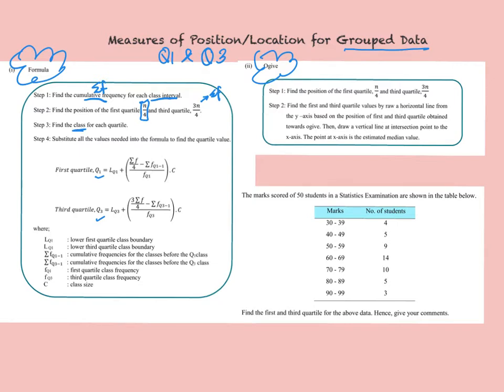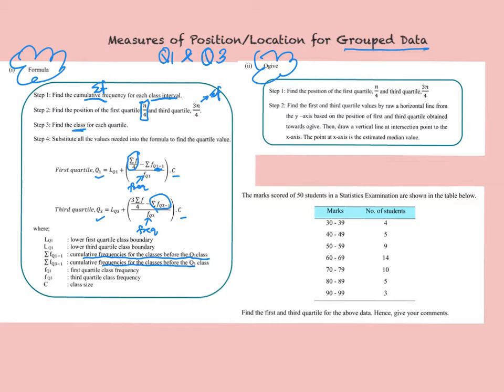Remember, C is the class size. This is the symbol for cumulative frequency divided by 4. And the cumulative frequency for the classes before the quartile 1 class is the Q1 minus 1 term here. It is the same for quartile 3: the cumulative frequency for the classes before the quartile 3 class. Over here is the frequency for quartile 3, and right here is the frequency for quartile 1. So that's for using the formula.